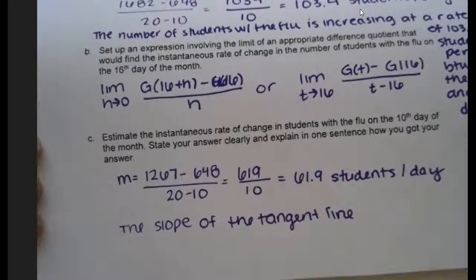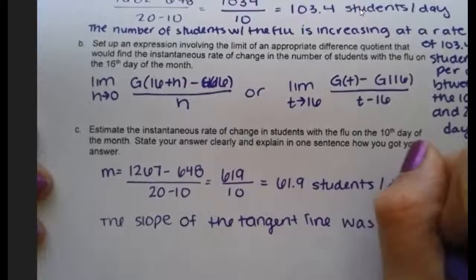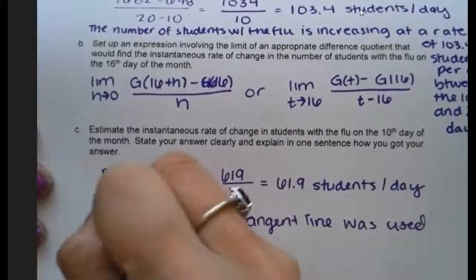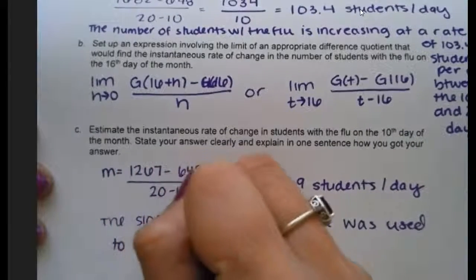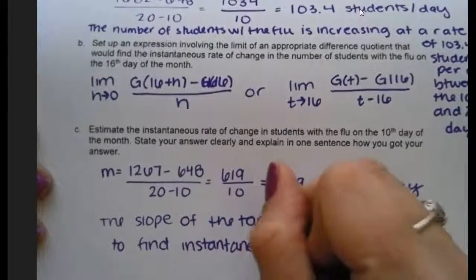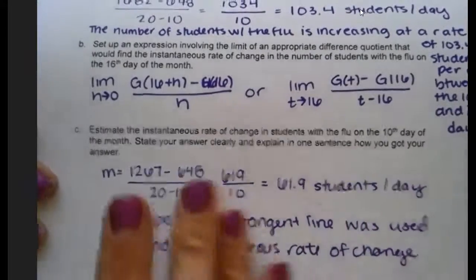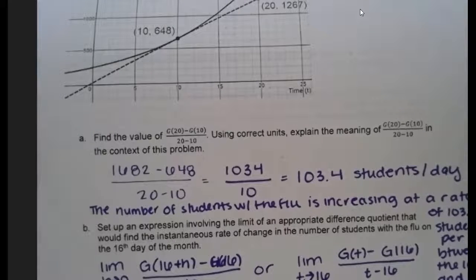So the slope of the tangent line, how did we use it? What did we use it to find? Instantaneous rate. There it is. So the slope of the tangent line was used to find instantaneous rate of change. So as I said, today is about instantaneous and average. How are they different? How are they alike? How do we calculate one versus calculating the other?